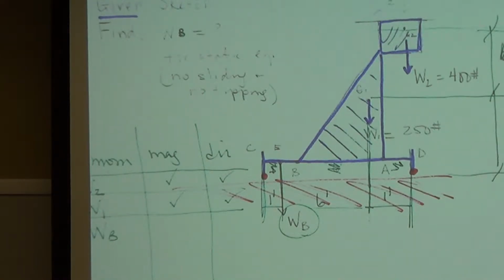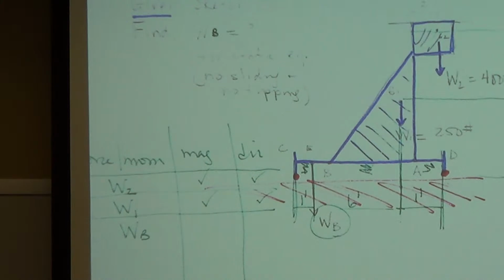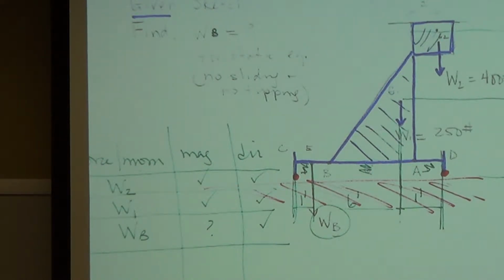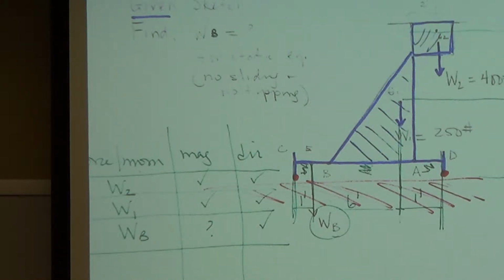Okay, great, thanks. Eric, what about WB, what do we know? We know the direction, but we don't know the magnitude. Lucas, what other forces are here? We have W2, we have W1, we have WB. How about connections? What connections do we have here? We don't have to break that up. Let's assume it's all welded together.